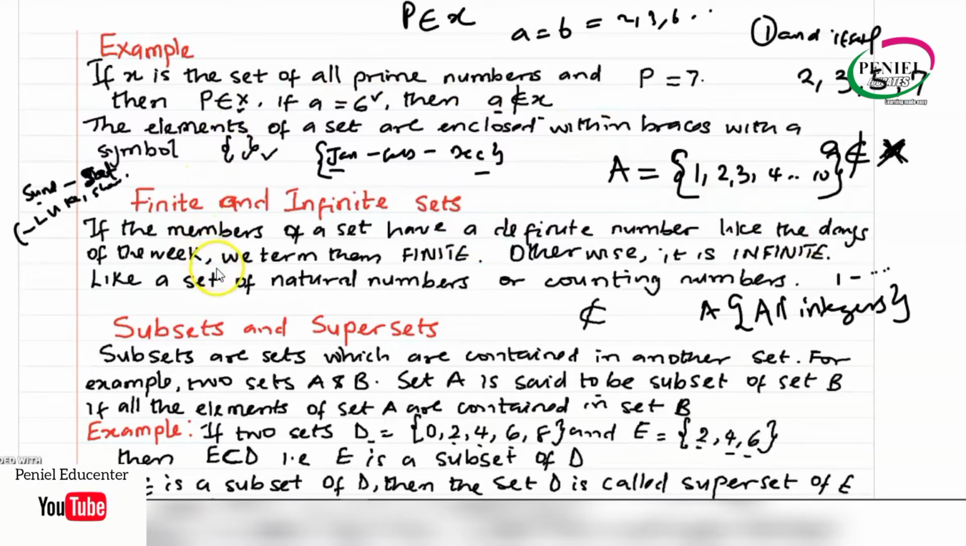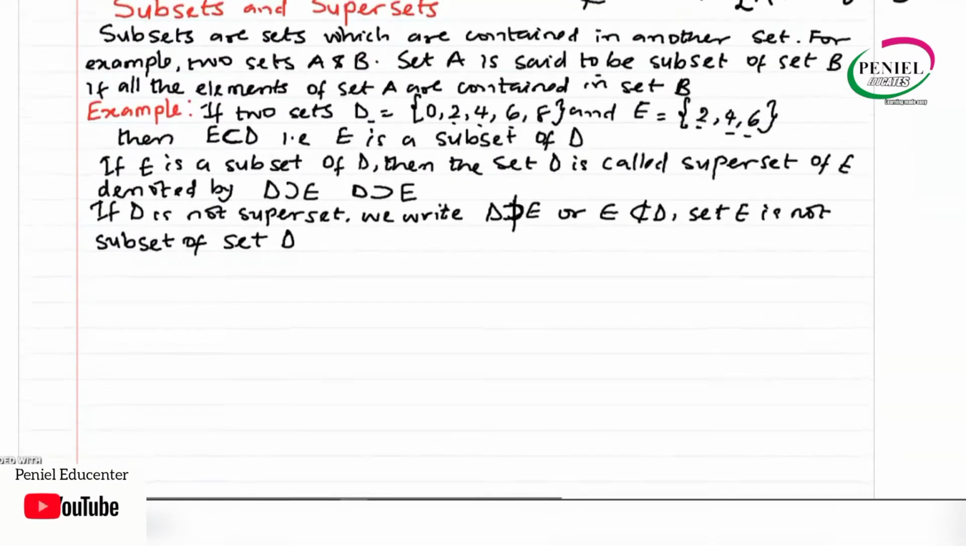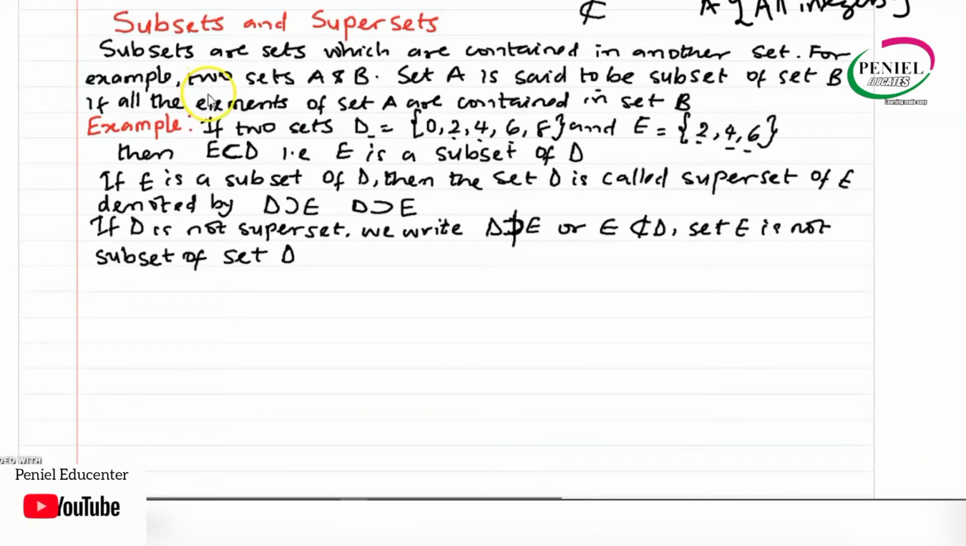Okay, so let's look at subsets and supersets. We know that a subset is a set which is contained in another set. For example, if you have two sets A and B, set A can be said to be a subset of B if all elements of A are also contained in B.